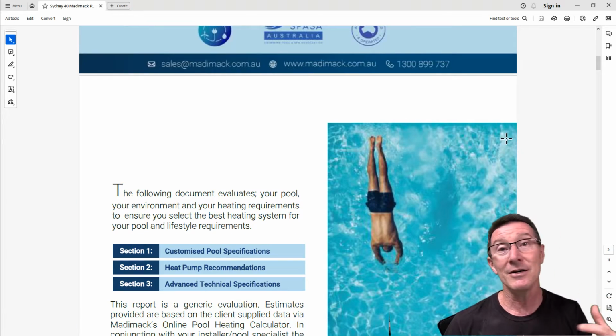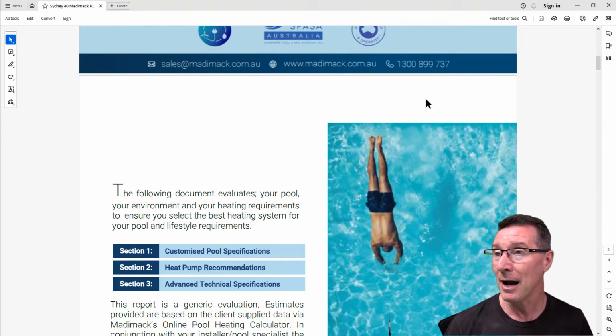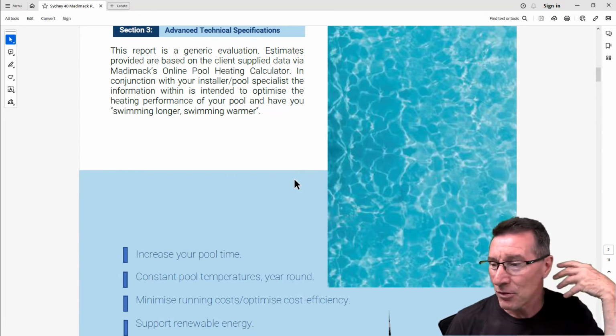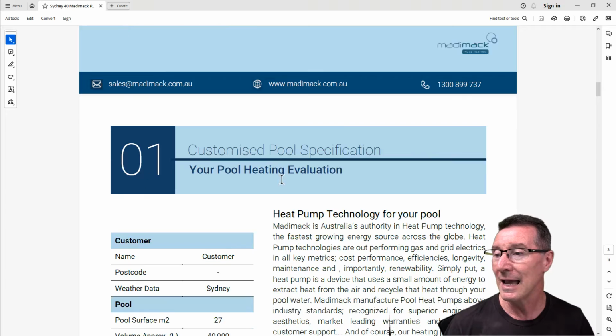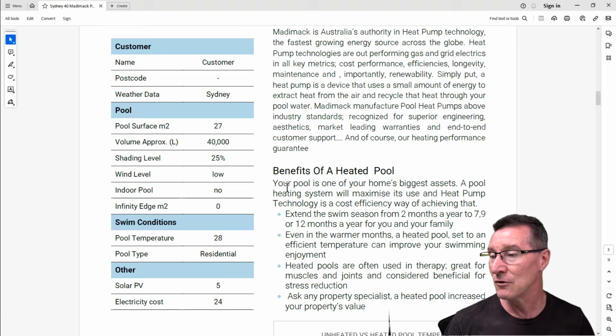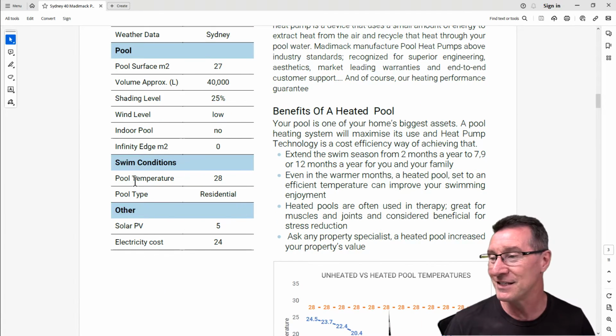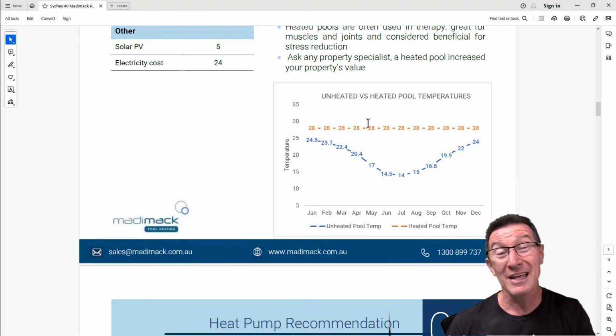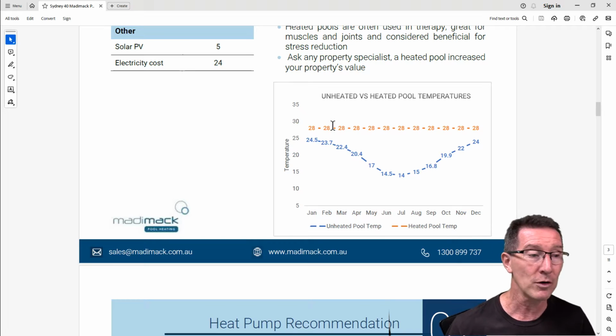Now, what we did when we were sizing our heat pump: Madimack, the Australian company that make them, actually have this calculator. So you put in all your details in there: how big your pool is and what type, like the 27 square meters, 40,000 liters approximate volume, shading level, 25% wind is low, is it an indoor pool, does it have an infinity edge, the pool temperature you want it to run at nominally, and solar PV and all that sort of jazz. They put it in and they generate this PDF report for you.